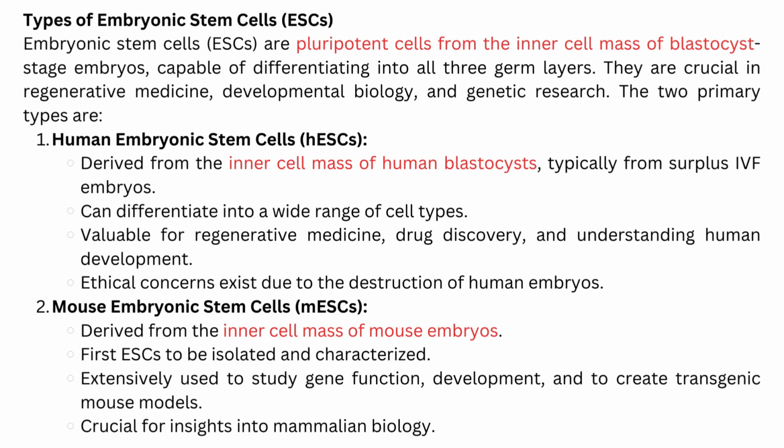Types of embryonic stem cells, ESCs. Embryonic stem cells, ESCs, are pluripotent cells from the inner cell mass of blastocyst stage embryos, capable of differentiating into all three germ layers. They are crucial in regenerative medicine, developmental biology, and genetic research. The two primary types are human embryonic stem cells, hESCs. Derived from the inner cell mass of human blastocysts, typically from surplus IVF embryos. Can differentiate into a wide range of cell types. Valuable for regenerative medicine, drug discovery, and understanding human development.